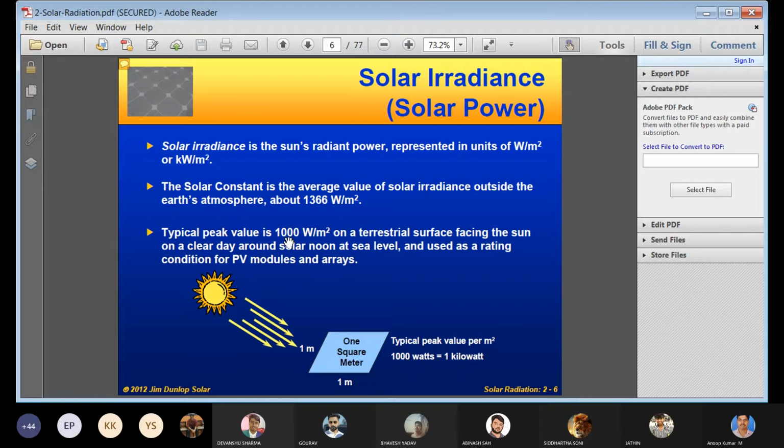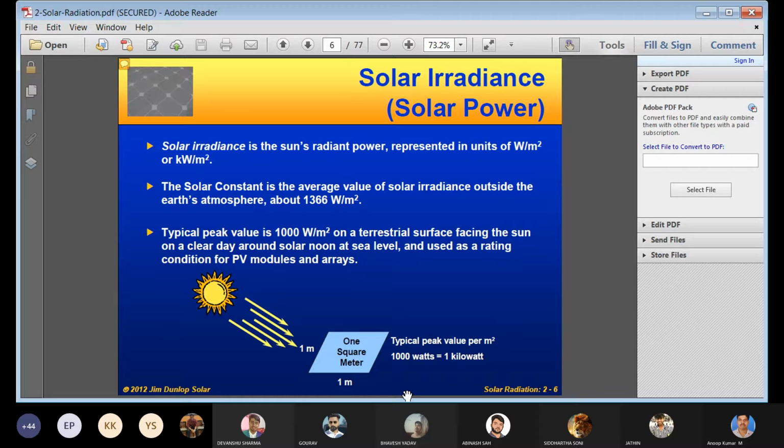So the typical peak value is 1000 watt per meter square on a terrestrial surface. You will see in the next slide, coming to the terrestrial surface, that means the Earth's surface, it is reducing. The peak value we can expect is 1000, that means 1 kilowatt per meter square, and that too on a clear day, facing the sun, with all conditions right. If you take a 1 meter square area, 1 meter into 1 meter, in that area we can expect at most 1000 watt or 1 kilowatt.